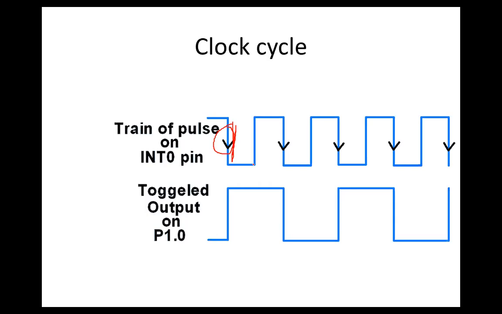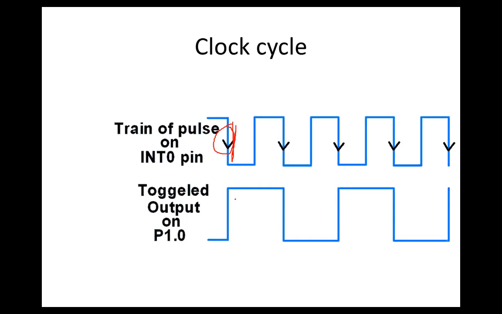From negative to positive, meaning 0 to 1, is the rising edge, or a positive edge. But here is a negative edge, from 1 to 0. So your interrupt will be triggered when your input trigger goes from higher to lower, which is called a falling edge.